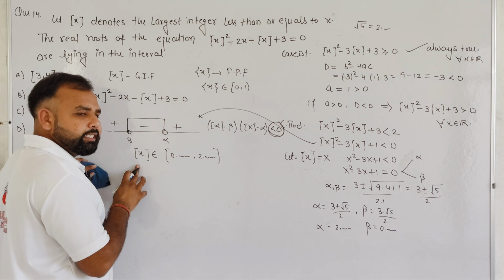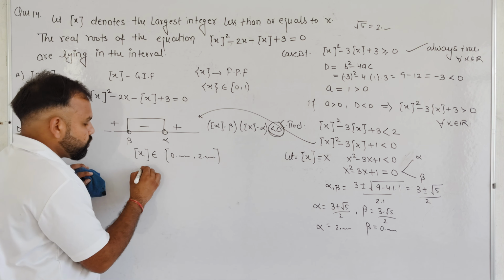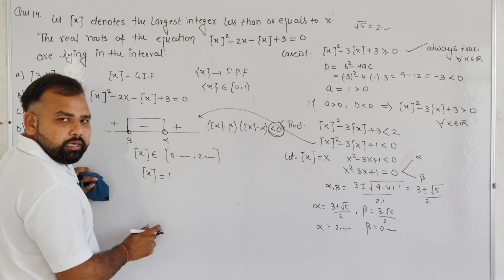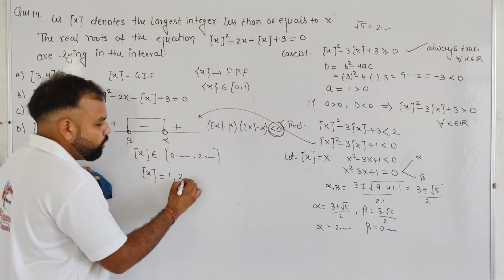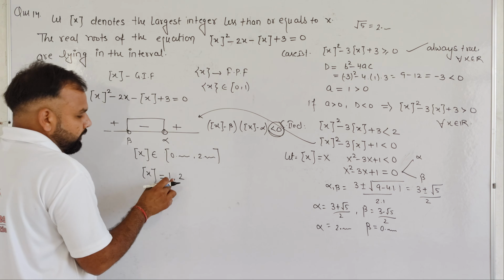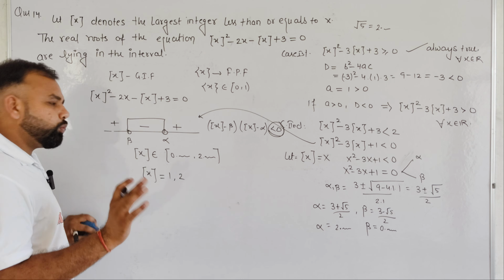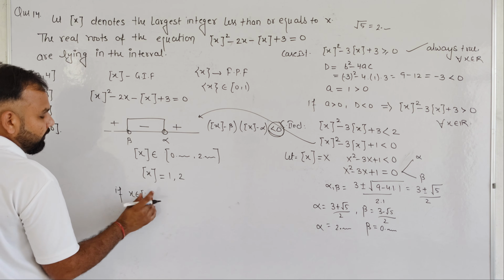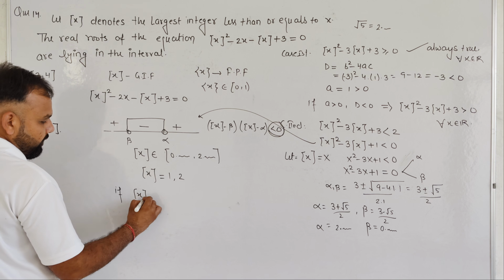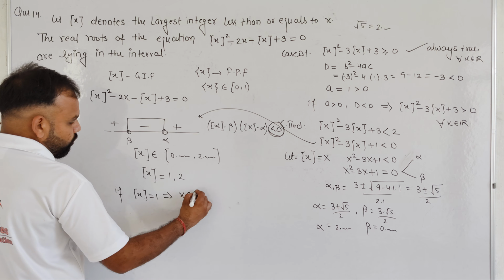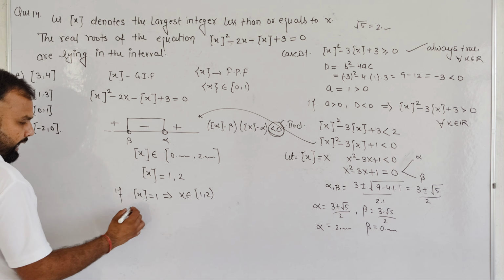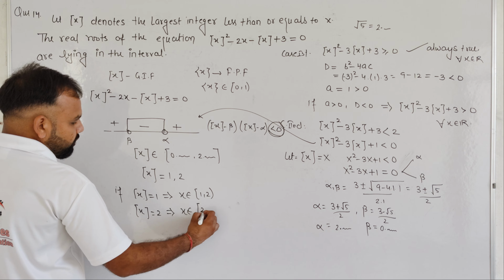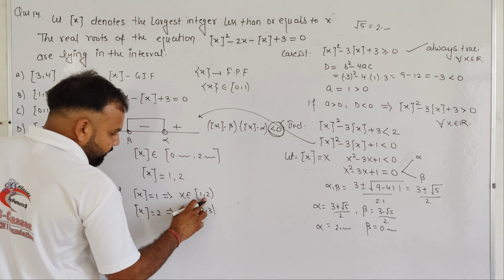And we know the greatest integer function gives an integer value, so it will be either 1 or 2. Okay, student. If our greatest integer is 1, then x belongs to the closed interval 1 to open interval 2. And if our greatest integer is equal to 2, then x belongs to the closed interval 2 to open interval 3. Why is the interval open at 3?